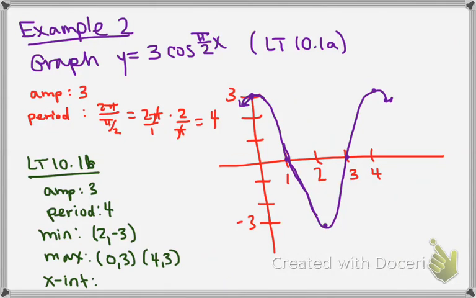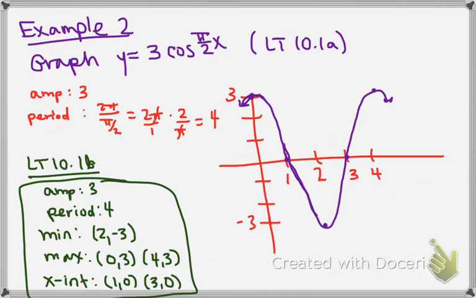So there would just be these 5 things for the sine and the cosine curves that you're going to have to identify. If it happens to say vertical asymptotes, you just put none or does not exist, because there aren't any for sines and cosines. No asymptotes for sine and cosine curves. So back to this, the last thing we needed was those x-intercepts. The first x-intercept is at 1, 0, and the second x-intercept is at 3, 0. So those 5 things are what we need when looking at learning target 10.1b.